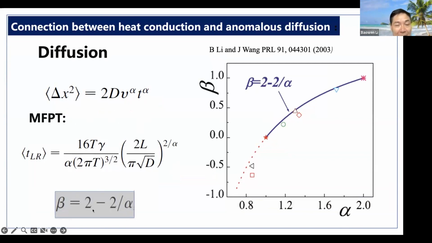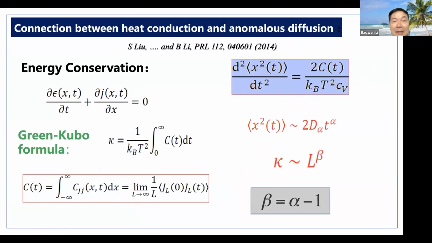So we obtain this very simple formula, which is beta equals 2 minus 2 divided by alpha. This is the line compared with some numerical results from different groups. It shows quite a good agreement. So this was the work back in 2000, almost 20 years ago.